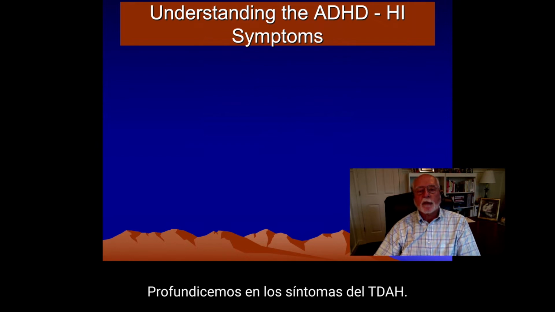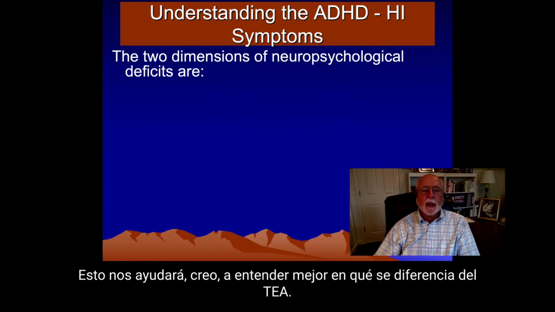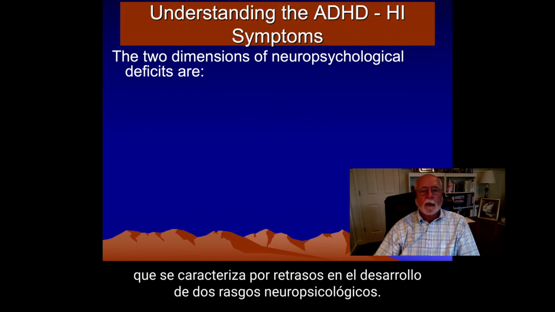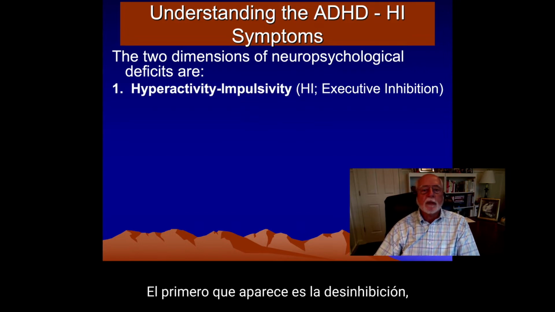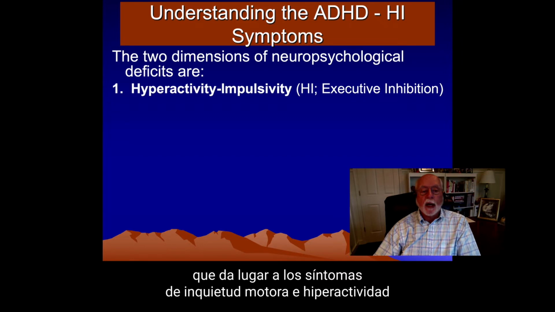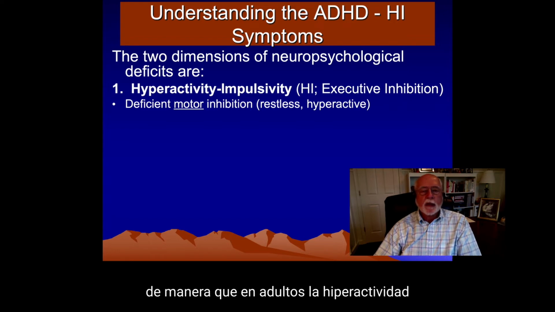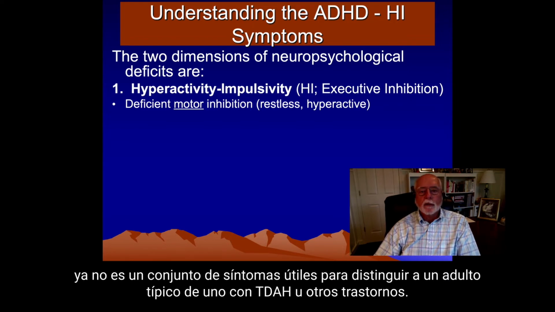Now, to better understand the symptoms of ADHD, this will help us, I think, to better understand its differences from ASD. ADHD is a neurodevelopmental disorder that is characterized by delays in the development of two neuropsychological traits. The first one to emerge in development is that of disinhibition, a problem with executive, willful inhibition or self-restraint. And this gives rise to both the hyperactive symptoms of motor restlessness and hyperactivity, so characteristic of many preschool children with ADHD. But that will decline in time, such that by adulthood, the hyperactivity is no longer a useful diagnostic set of symptoms in differentiating adult ADHD from typical people or other disorders.